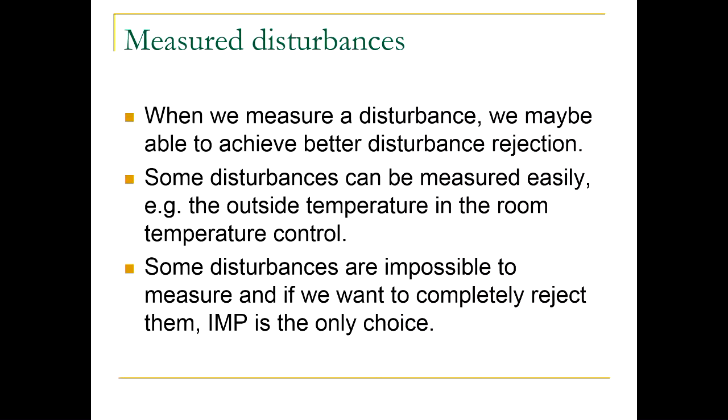And by the way, if you can measure disturbance, because you have more information, you would expect that you can do a better job. Internal model principle would asymptotically reject things. But if you measure disturbances in this way, you might be faster in rejecting the effects of disturbance because you are measuring it, right? And some disturbances can be easily measured, but some disturbances are impossible to measure.